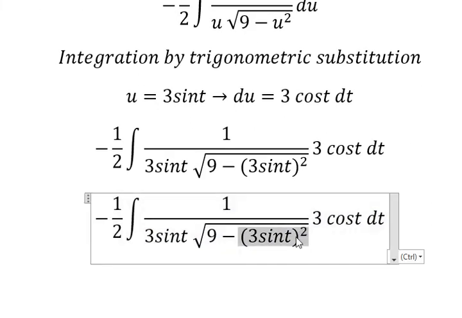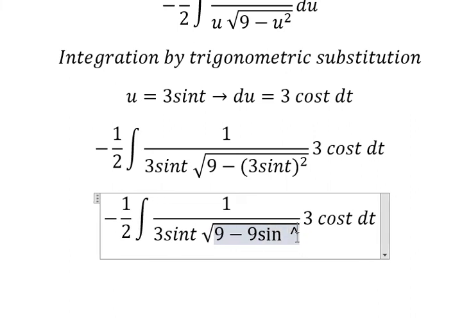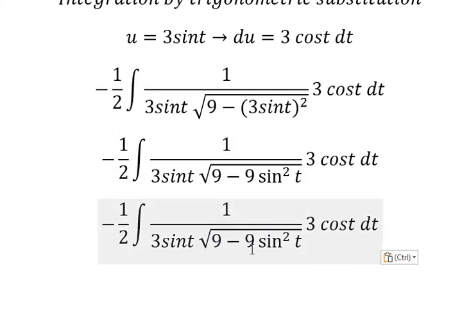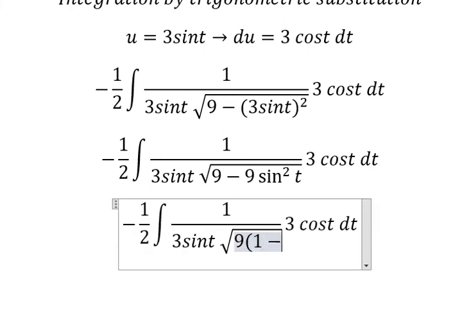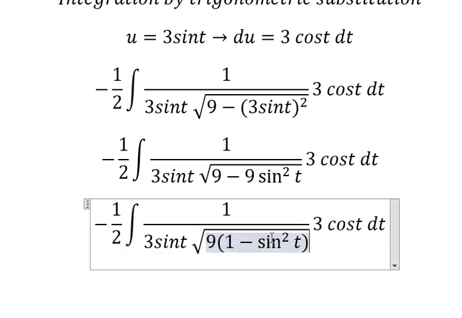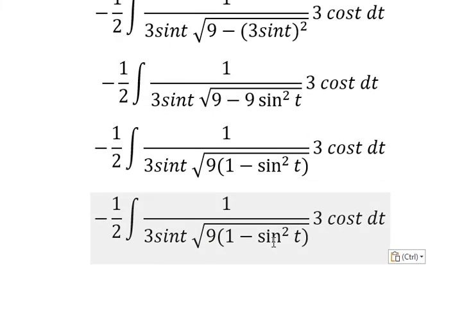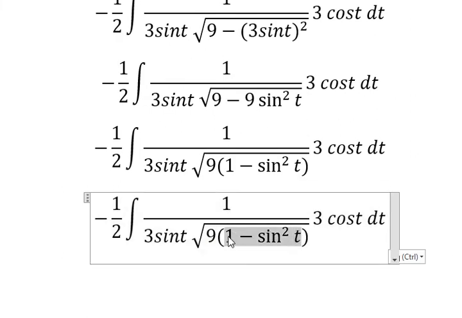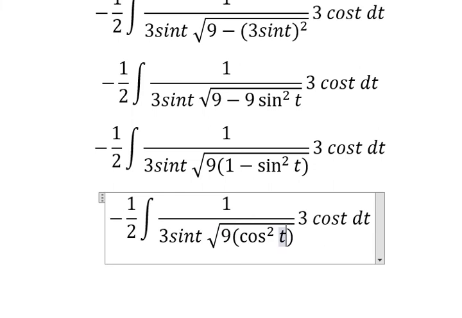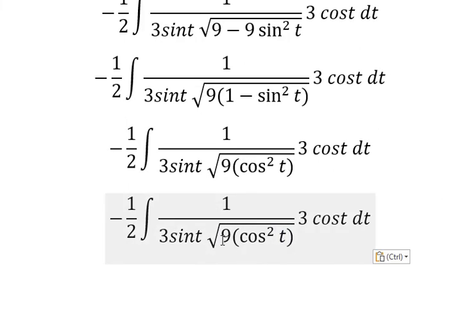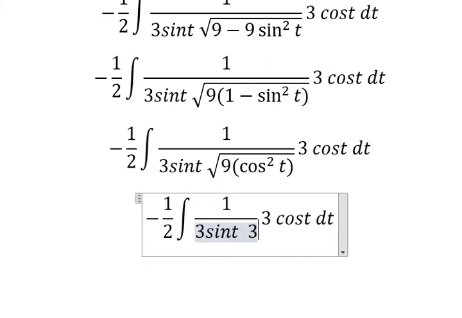So this one we have 9 sine t square. From the number 9, we can do factorization. 1 minus sine t square we change by cosine t square. The square root of 9 cosine t square, we have 3 cosine t.